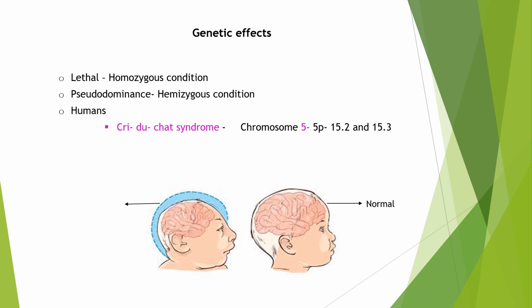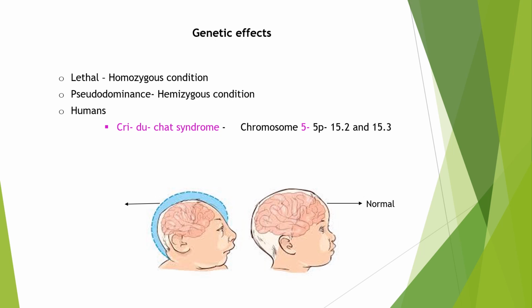So due to the deletion, there are also some genetical effects in the body. These effects we will see one by one. In that, the first one is lethal effect. Lethal means deletion of two homologous chromosomes, that is, some part of a homologous chromosome shows deletion, and due to that there is a lethal effect in the body.